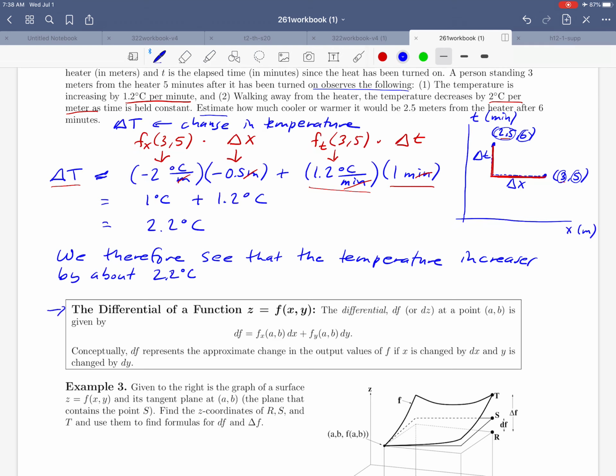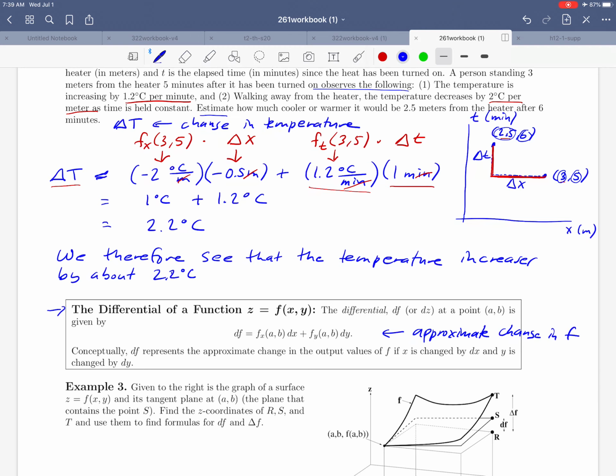by looking at this definition below, the differential of a function. That's really what we calculated in example 2. The differential of a function is given by this formula: df equals the derivative in the x direction times dx plus the derivative in the y direction times dy, and this represents the approximate change in our function. Just like what we did in example 2, we measured the approximate change in temperature. We can use that method to find the approximate change in any function.